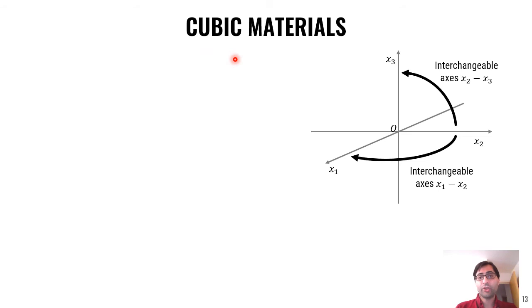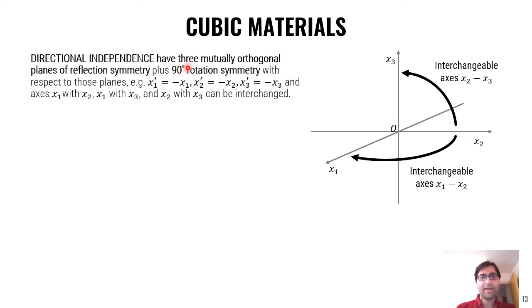Then we may have cubic materials. In cubic materials, we have 3 mutually orthogonal planes of symmetry, as we've seen in orthotropic material, plus 90-degree rotation symmetry with respect to those planes. So we get the planes of symmetry as we saw before, but we can rotate the frame 90 degrees between any of those symmetry planes, and still the stress in the material doesn't change.